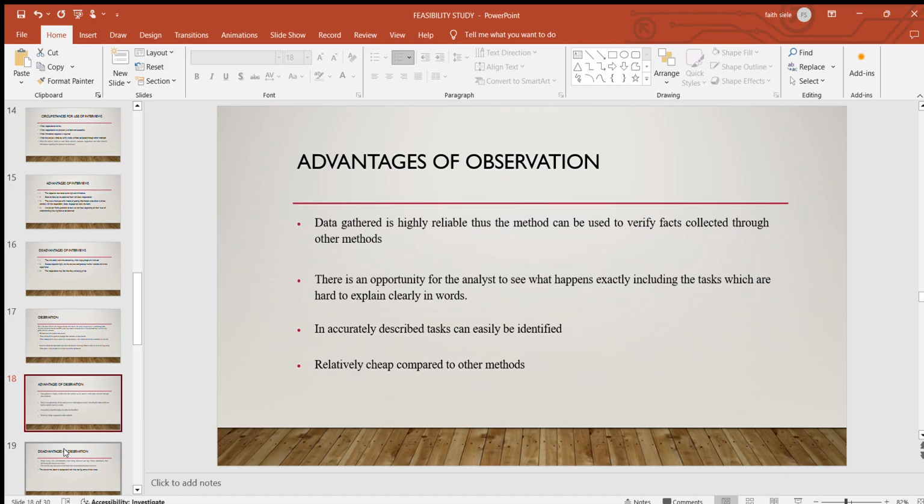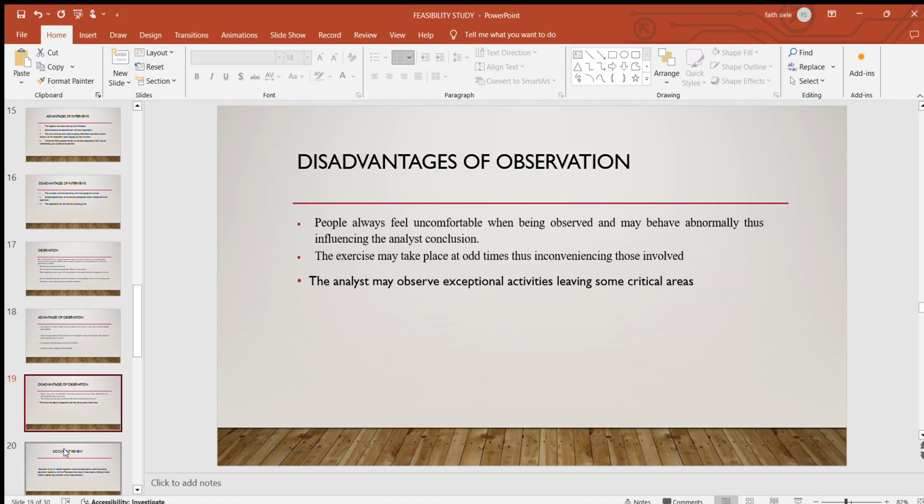We also have disadvantages. Number one, people may feel uncomfortable when being observed and may behave abnormally. Thus, it may influence the analyst's conclusion. And then also the exercise may take place at odd times, thus inconveniencing those who are involved. Then the analyst may observe exceptional activities, which may leave some critical areas out.